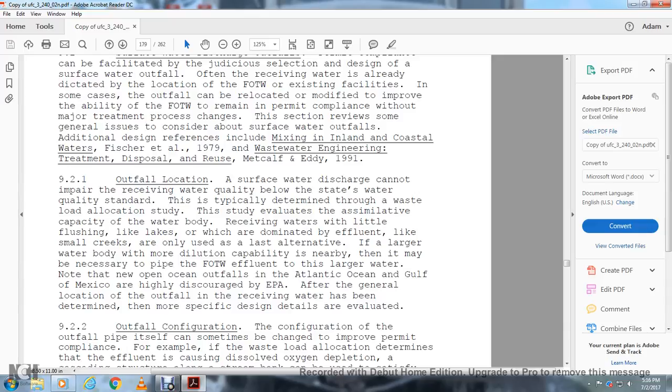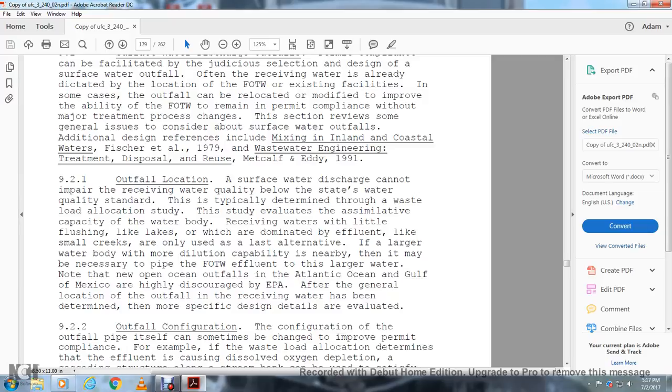The study evaluates the assimilative capacity of the receiving water body. For little flushing water bodies like lakes, or those dominated by effluent like small creeks, it may be the only used alternative. If a large water body with a dilution capability is nearby, then it may be necessary to pipe the FOTW effluent into this large water. Note that new open ocean outfalls for the Atlantic Ocean and Gulf of Mexico are highly discouraged by the Environmental Protection Agency.